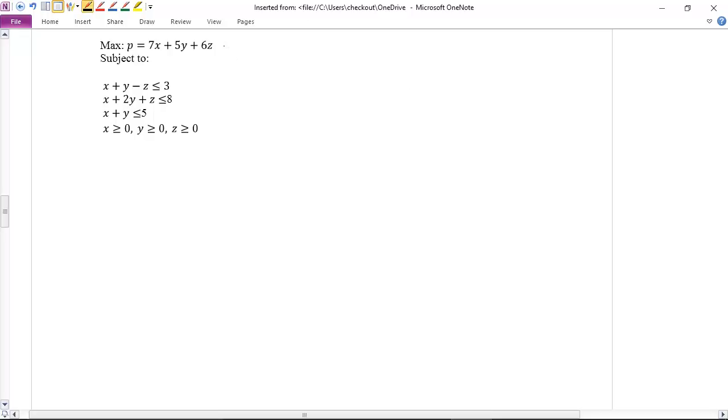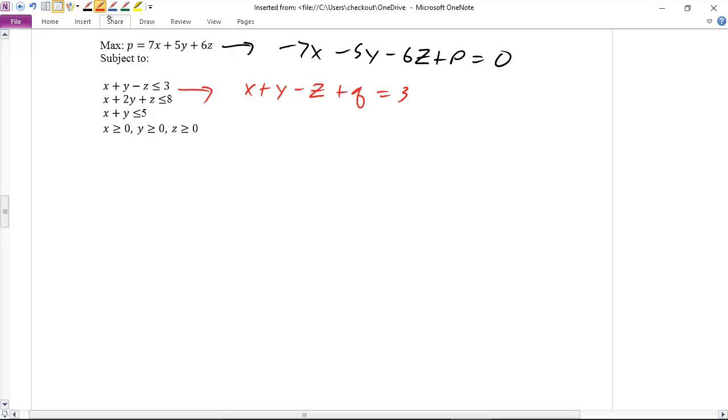Okay, here we go. Step 1. Take your objective equation and make it so you are equal to 0 and your P has a positive leading coefficient. Check. Next, step 2. Take each of your constraints and change them so that they are equal signs using slack variables to bring them up to equal. Okay, so I had to add q because it was less than or equal to, so plus a number to equal 3.